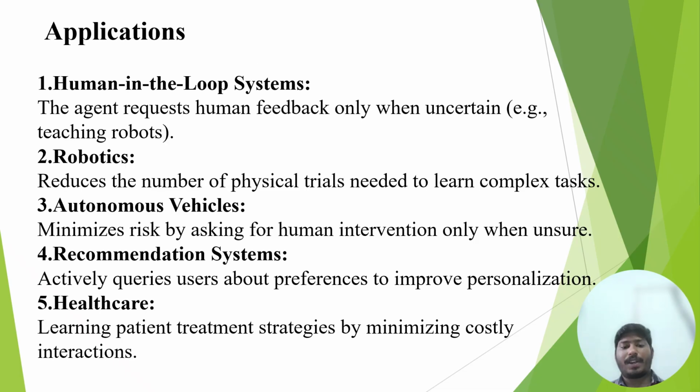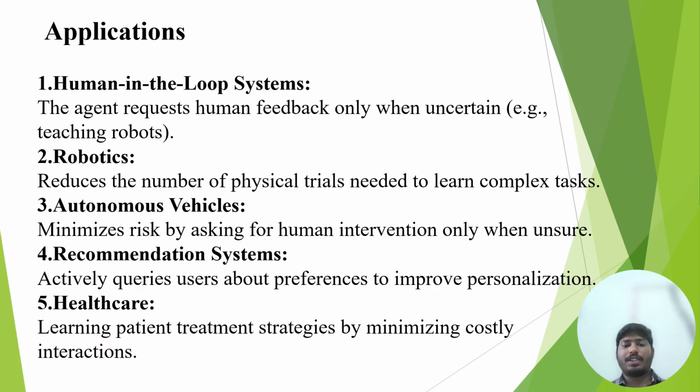Here are the real-world applications of active reinforcement learning: human-in-the-loop systems, teaching robots or AI assistants efficiently, autonomous vehicles asking a human controller only when uncertainty occurs, recommender systems asking users about preferences to improve personalization, and in healthcare, minimizing unnecessary patient interactions while improving care plans.